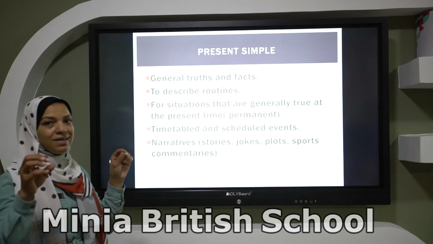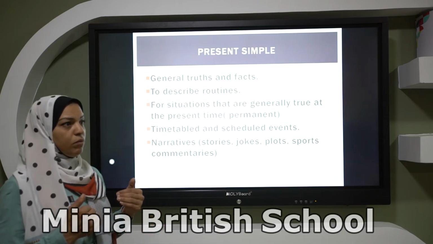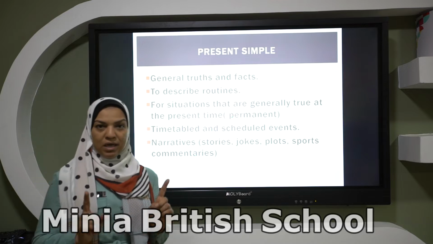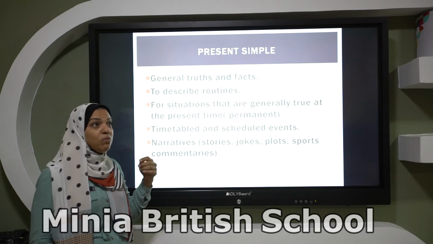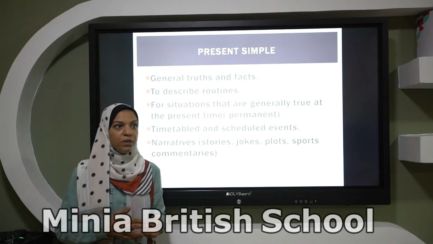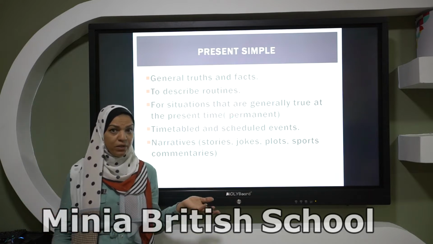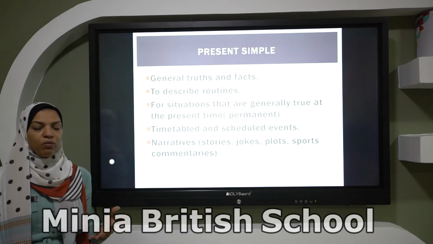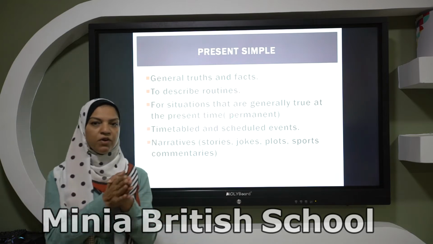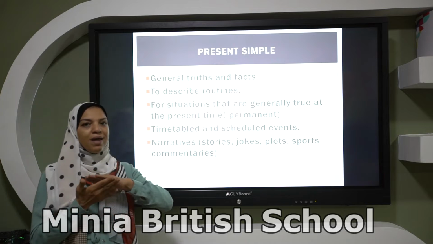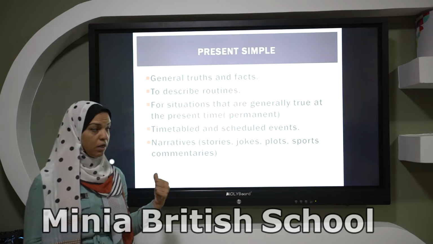Now here come the cases in which we use the present simple. It's the only tense that we can use for facts and general truths. The facts could be scientific, geographical, or concerning any kind of fact around us. The example is easy, and most of us remember it: water boils at 100 degrees Celsius. This is a very famous example. So any fact concerning any field, we express using the present simple.